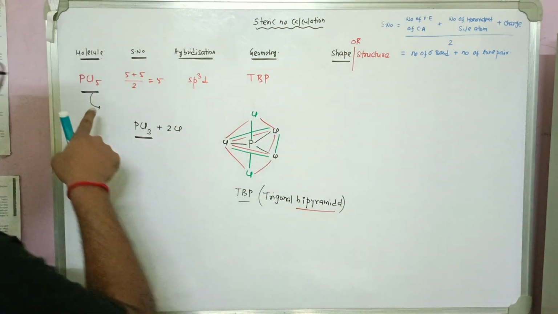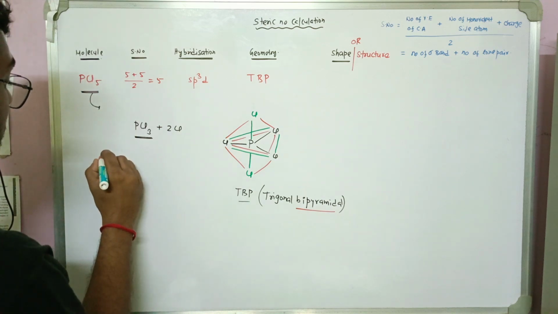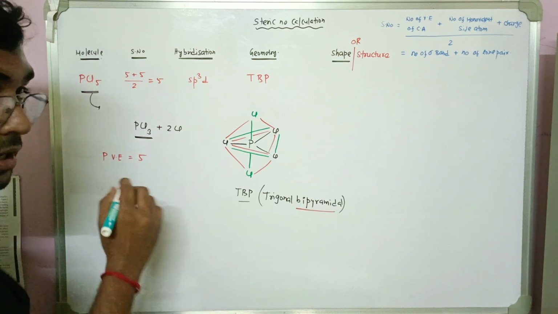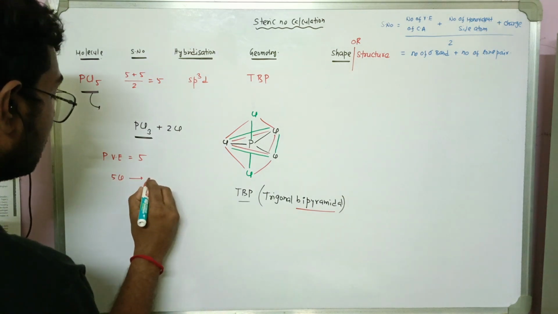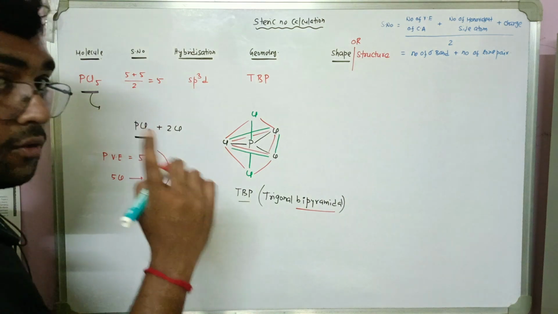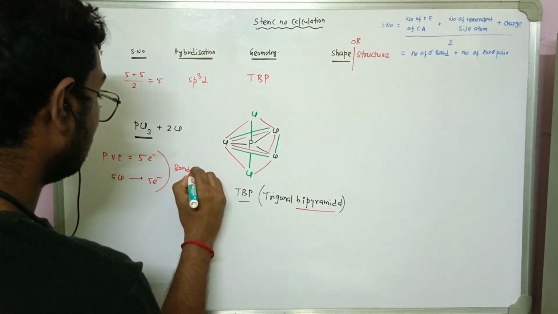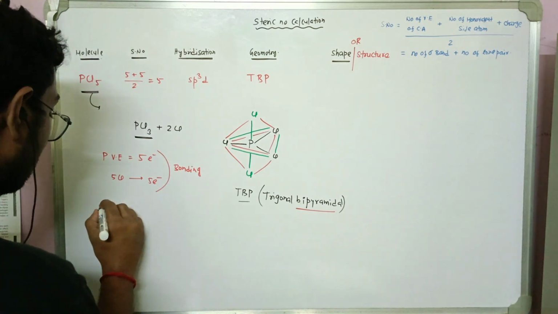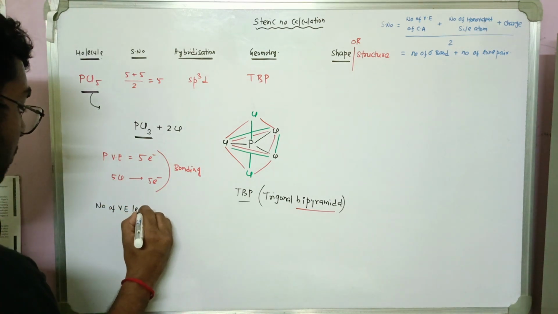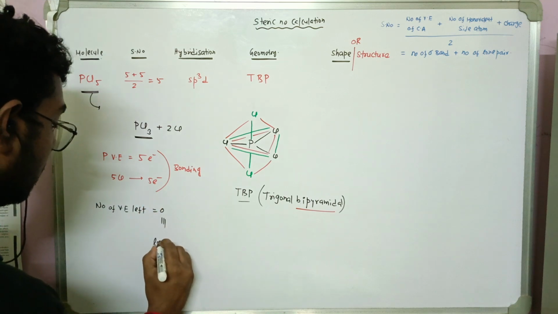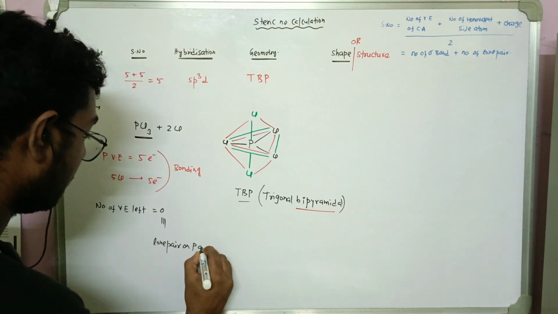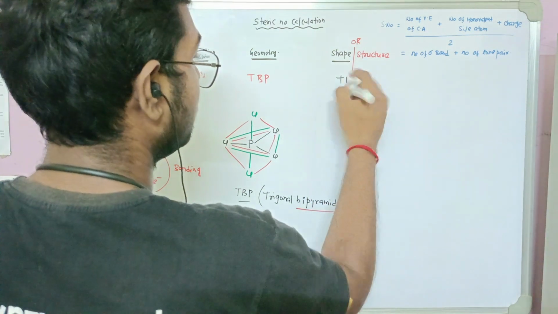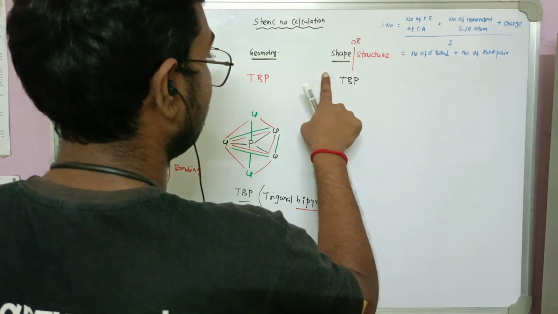Now let's talk about the shape. For this one, as you can see, phosphorus resides in the 15th group, so the valence electrons of phosphorus will be 5, and there are 5 chlorine atoms. So the 5 chlorine atoms will give 5 electrons, and these 5 electrons will be utilized in bonding. So the valence electrons left are 0, because all the valence electrons of the phosphorus atom are utilized to form the bonds. So number of valence electrons left equals 0, which implies the lone pair on the phosphorus atom equals 0, and whenever the lone pair number is 0, the geometry and shape will be the same. So in the case of PCl5, the shape or structure will be the same as the geometry, that is TBP.